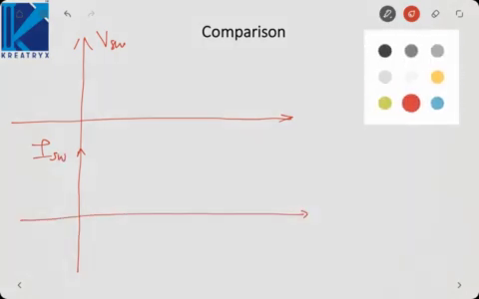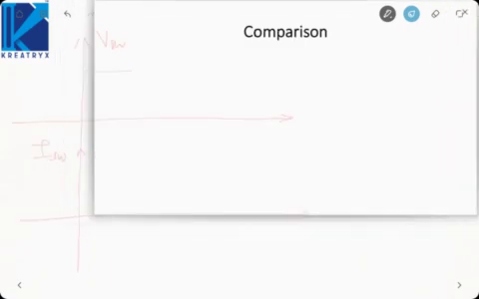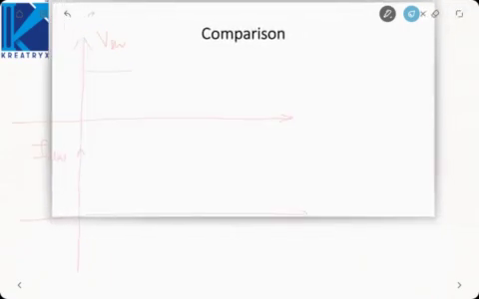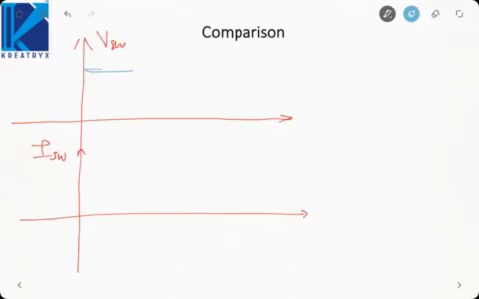Now suppose initially the switch is off. If the switch is off, then there will be certain voltage across the switch. When the switch is off, there will be certain voltage and the current will be 0, like this. We are now talking about the ideal switch. As soon as you turn on the switch, the voltage will go to 0 and the current will become high.